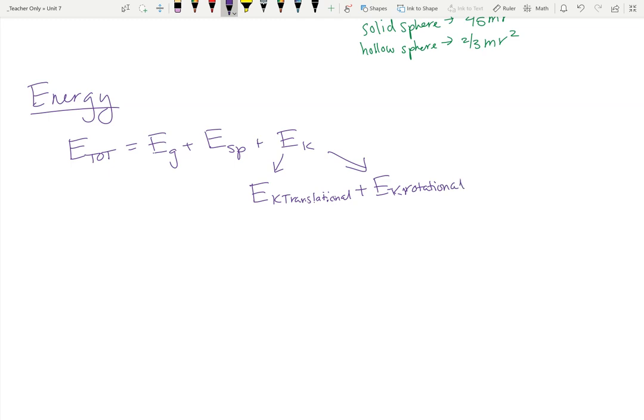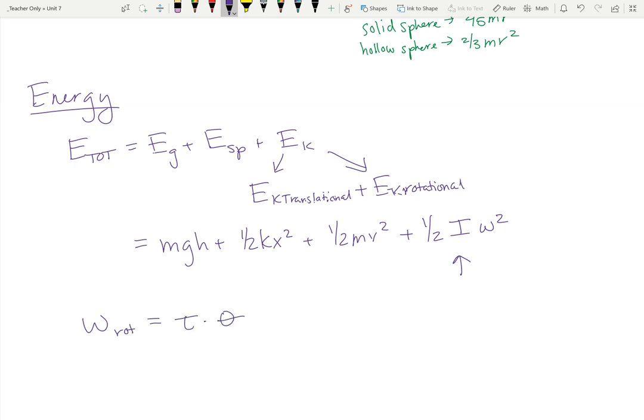That we have to add together for that total kinetic energy, which means our energy equation now is going to be mgh plus 1/2 kx squared plus 1/2 mv squared. And now we need that rotational energy too, which turns out you can translate it just like all the others. It's going to be 1/2 I omega squared. So you might need to find that at some point. We also learned that work was force times distance. Again, this translates, so work rotational is going to be torque times the angle. So instead of force times distance, we have torque times the angle.